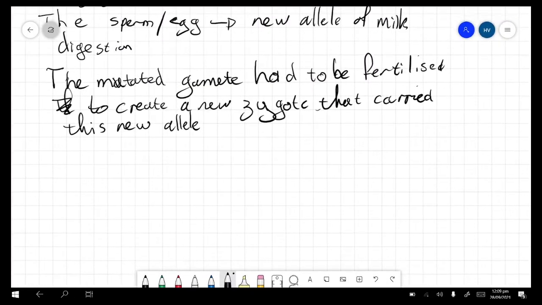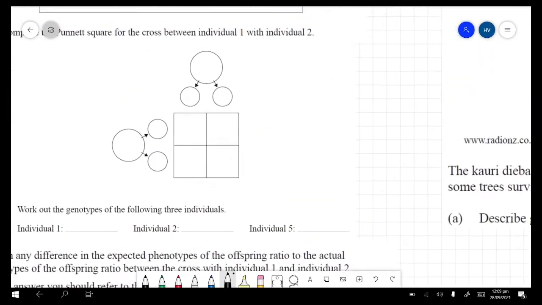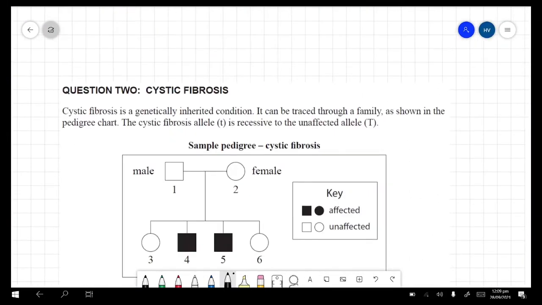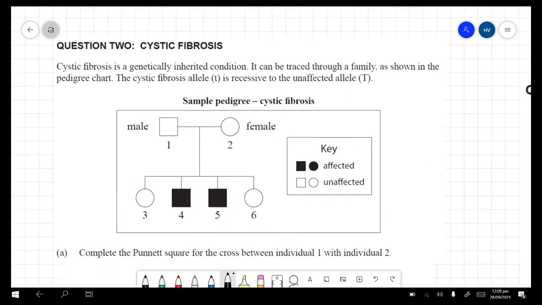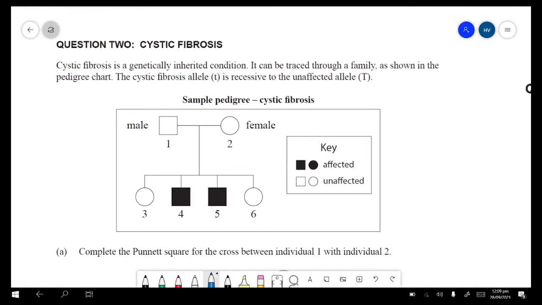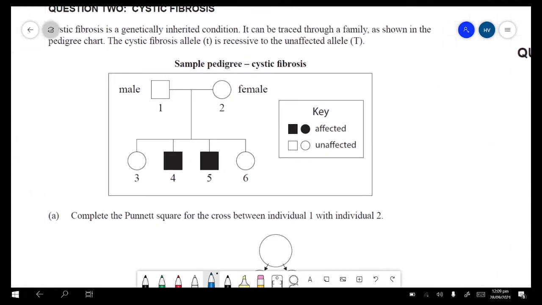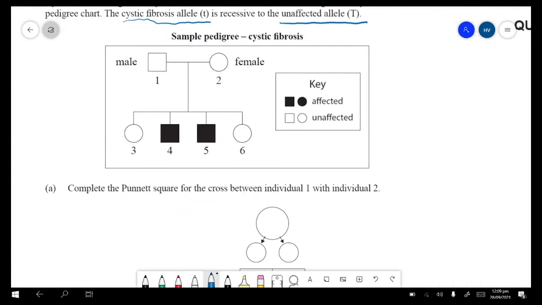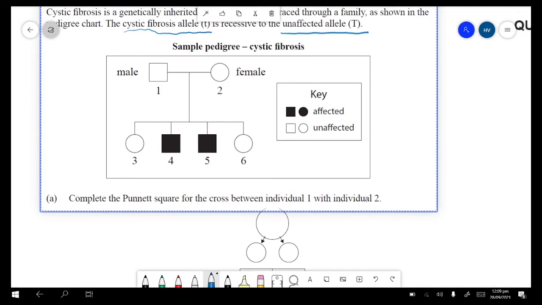So, let's have a look at the next question. Oh yay, Punnett squares. Question 2, cystic fibrosis. Cystic fibrosis is a genetically, that's a big word, inherited condition. It can be traced through a family as shown in the pedigree chart. Cystic fibrosis allele T is recessive to the normal or unaffected allele. Very important. So, here's our key. Affected is colored and unaffected is not colored in.